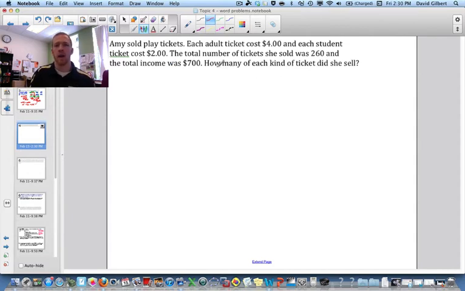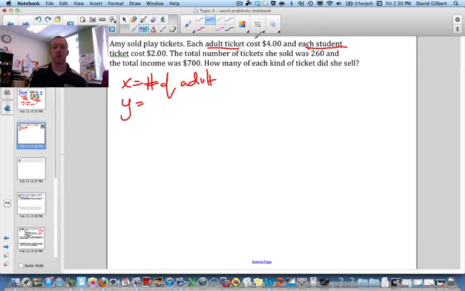Alright, so how many of each kind of ticket did she sell? So X is going to equal the number of, now what kind of tickets are there? There's adult tickets and student tickets. So number of adult tickets. I like to let X stand for the first one and Y stand for the second one, because typically when we give you the problems, we try to keep them in the same order.